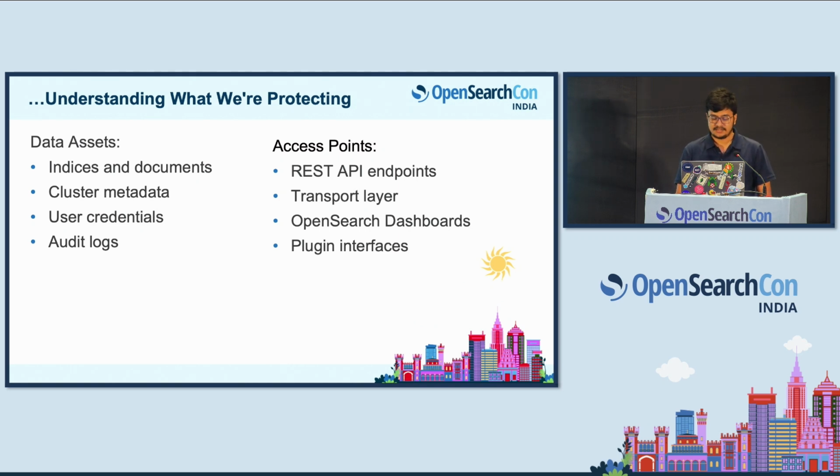Entry points or access points, as we can call them, are the different surface areas where somebody can enter your system. For example, REST API endpoints and the transport layer that we just spoke about. And let's not forget about dashboards. Dashboards is a critical entry point into your system, because as a user of OpenSearch, you would go and configure dashboards to get some nice visualizations on top of your data.